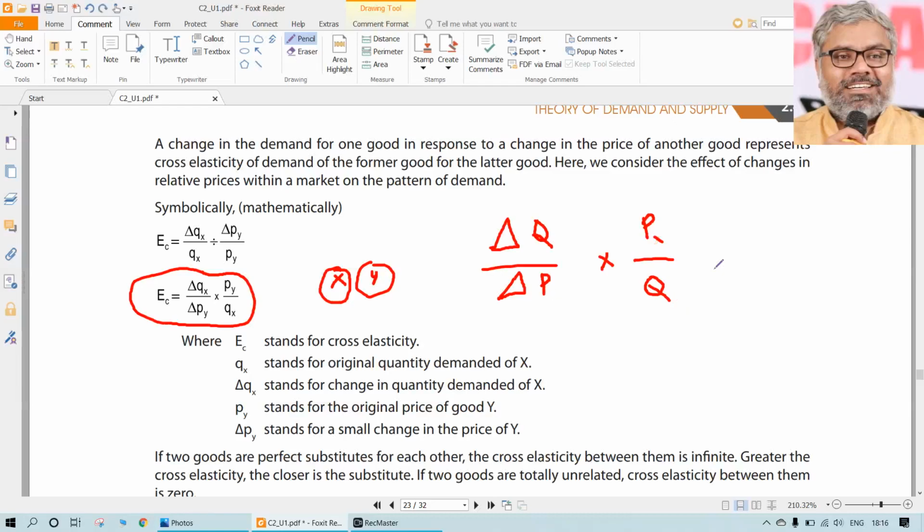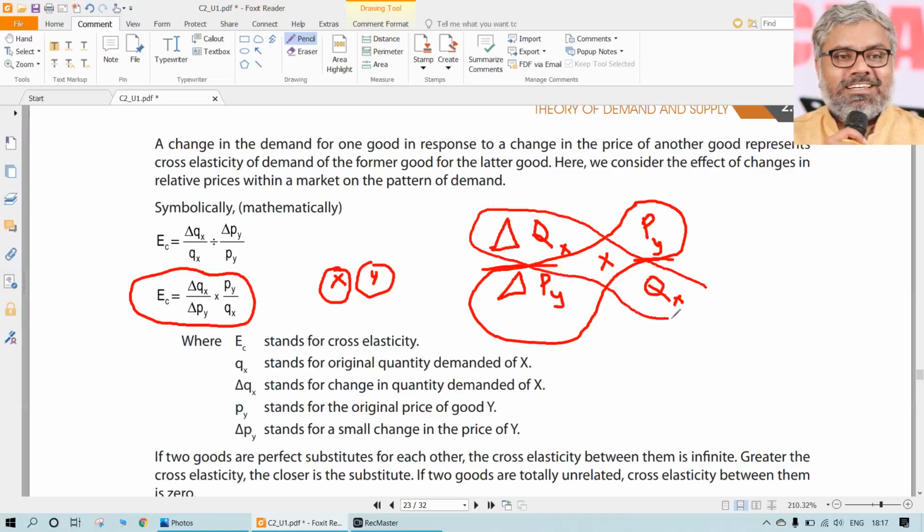No sir, I want to check Y's price and Q's quantity. No problem. Then for P you will have Y, delta P you will have Y, Q will have X, and delta Q and Q will have X. So that is the formula given here: delta Q of X divided by delta P of Y, into P of Y divided by Q of X. Simply speaking, the price of one commodity, here Y, is being taken, and what is the impact of that on the quantity demanded of another commodity X is what is taken here. That is cross elasticity of demand.